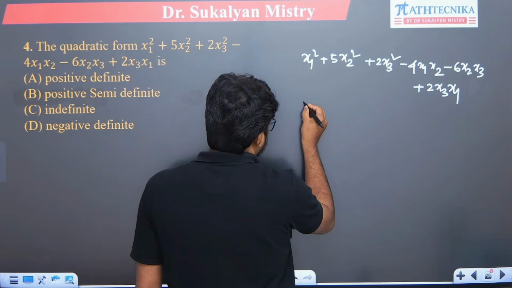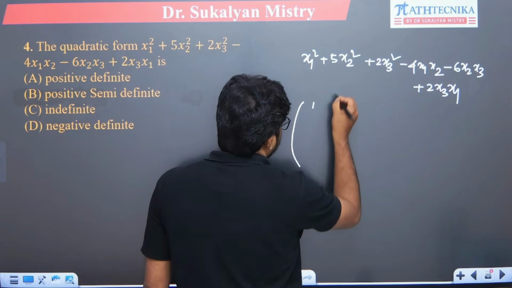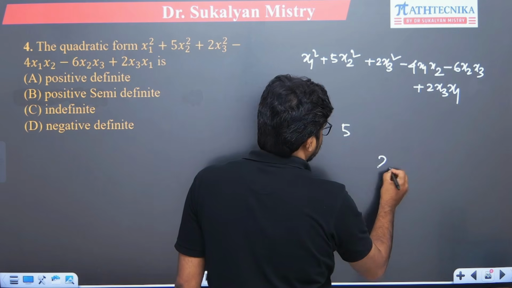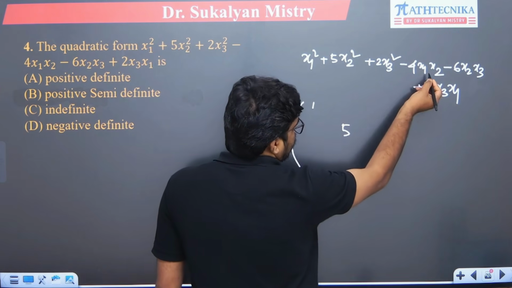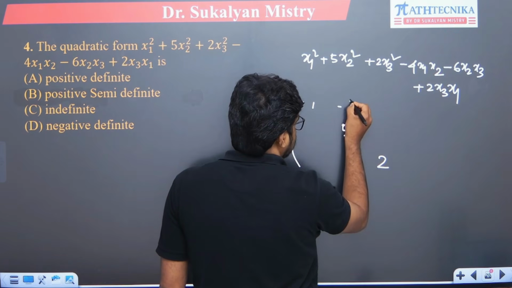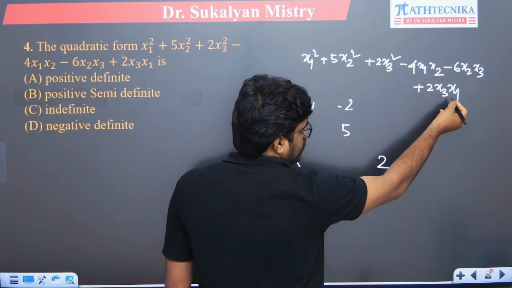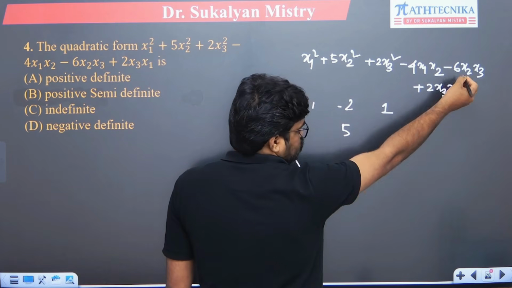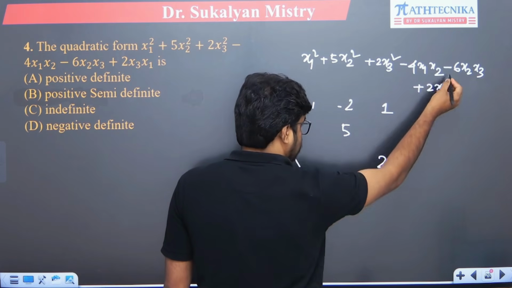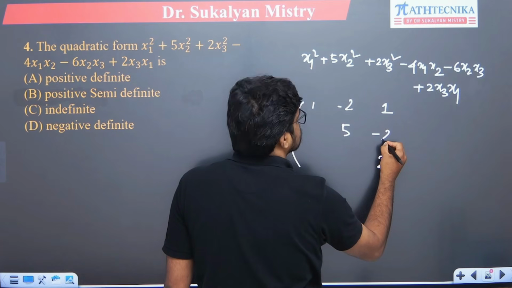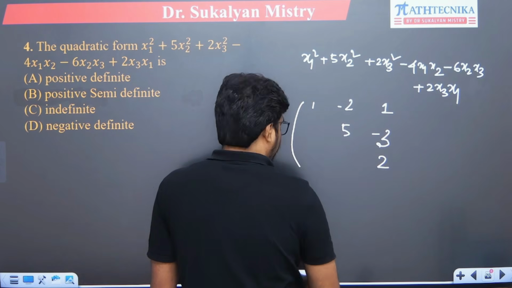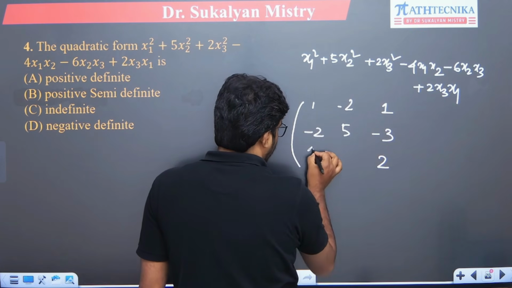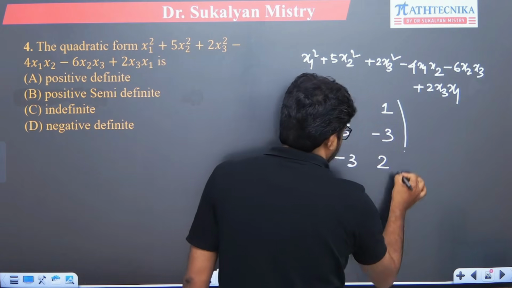The associated matrix: the coefficient of x1 square, that is 1, coefficient of x2 square, that is 5, coefficient of x3 square, that is 2, 1 by 2 coefficient of x1x2, that is minus 2, coefficient of x1x3 is 2, divided by 2, that is 1, x2x3 coefficient minus 6, divided by 2, that is minus 3, right? So this is symmetric, with entries minus 2, 1, minus 3.